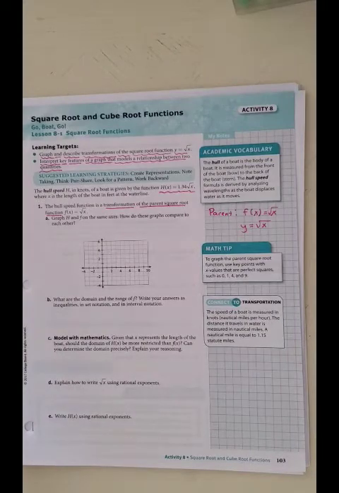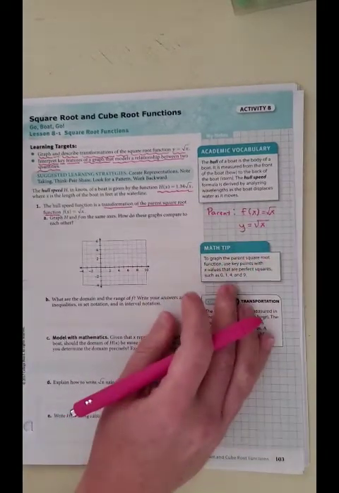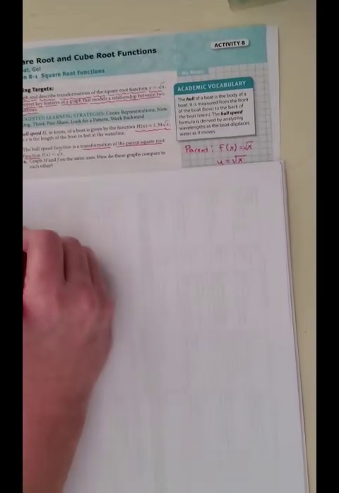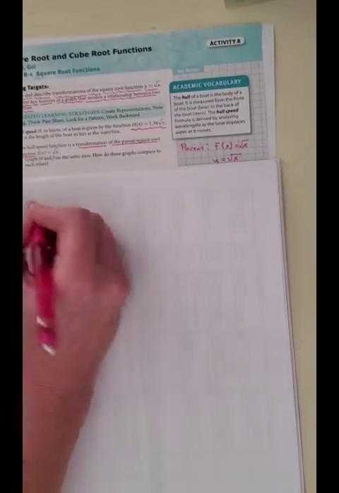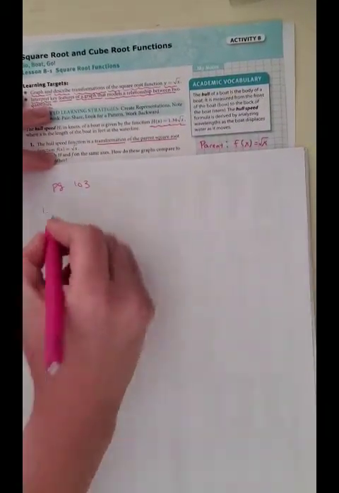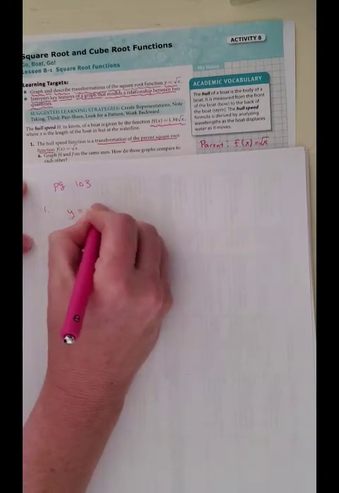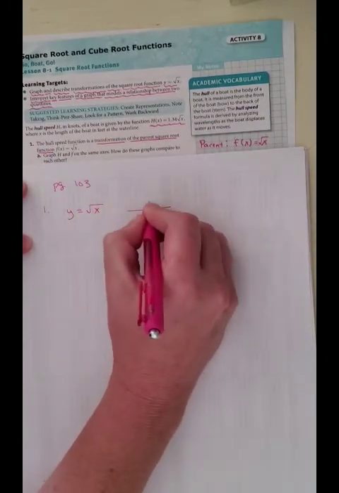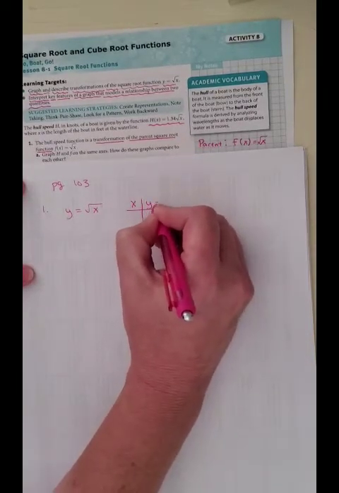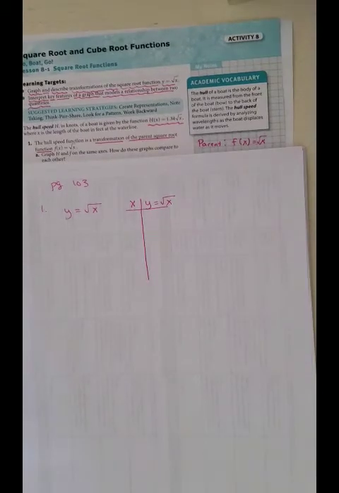To graph this, let's go ahead and, on a separate sheet of paper, see what the parent square root function is going to look like. Here is number 1, on page 103. The parent is y equals square root x. So we're going to build our parent. We've never seen this before. We're going to graph it by making a t-chart.